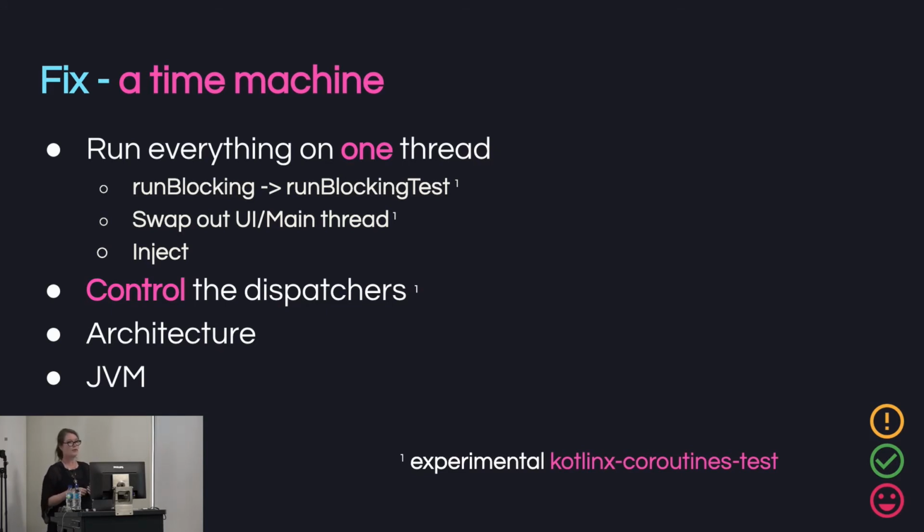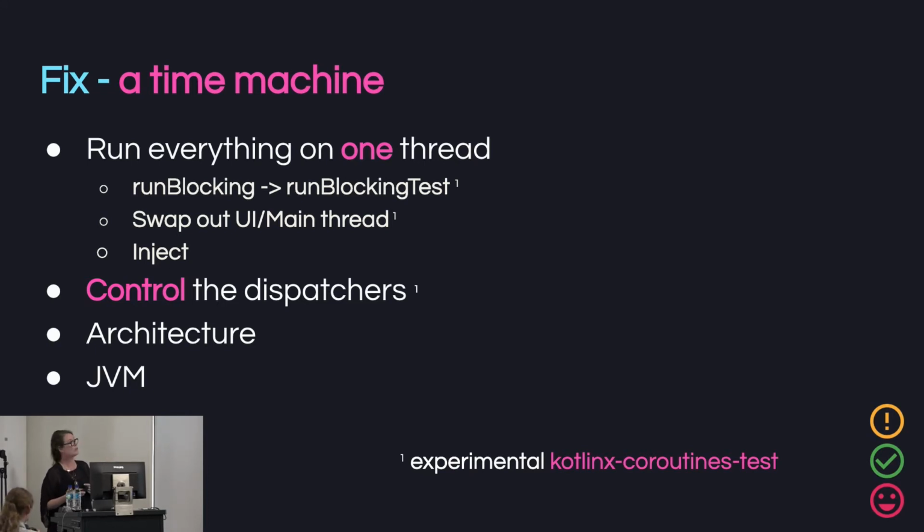For the parts of the app that actually make assumptions about the main thread, for instance, the view model, some of the architecture components, they make an assumption about the main thread. For those components, I want to be able to swap that main thread out and make it be the same blocking thread that I'm running.